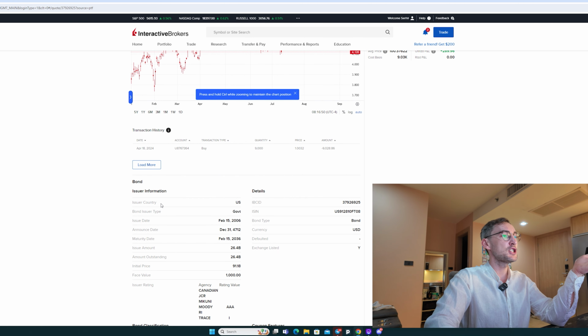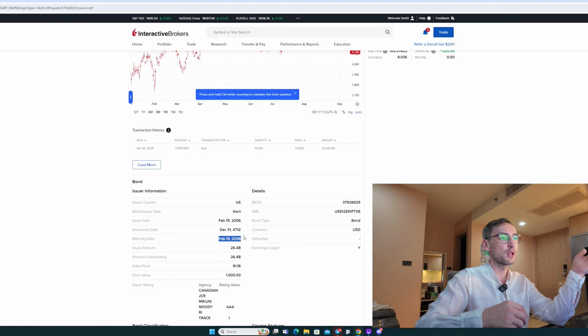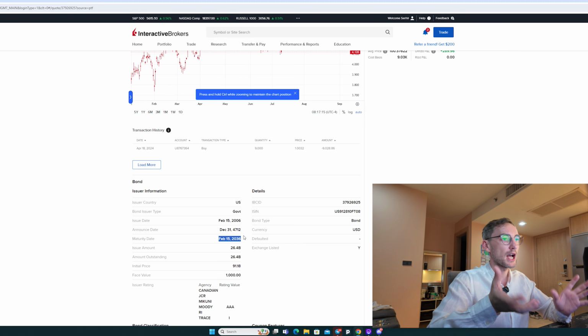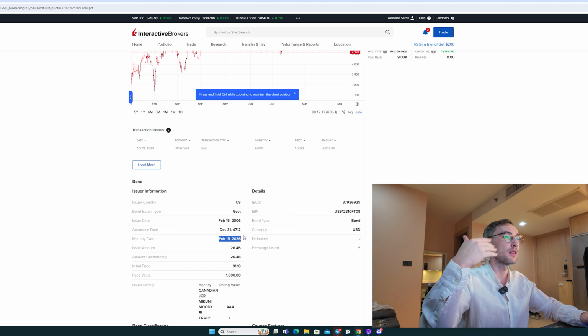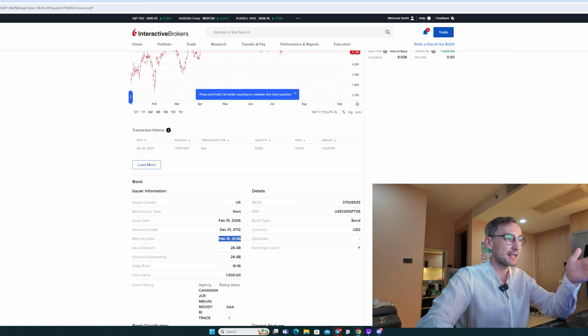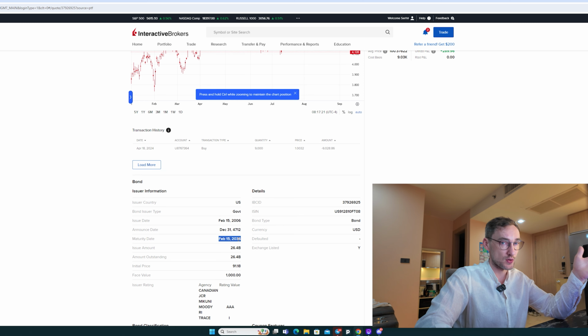Then you see the issuer. The issuer is a country. This is actually why this is a risk-free investment, because the issuer of this bond is the United States. The United States of America owes money to you. And the bond issuer type is government. This is the issue date and the maturity date, when they will repay the par value, this $100 of debt. Until that date, they will just be paying you interest on the par value.